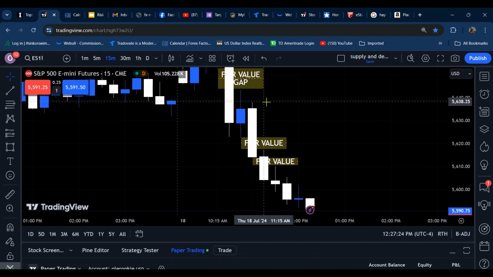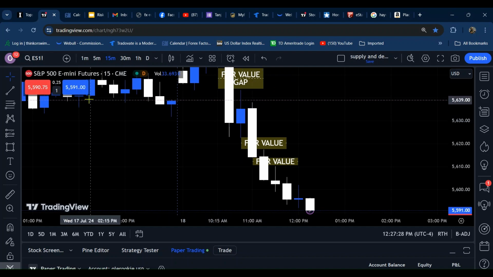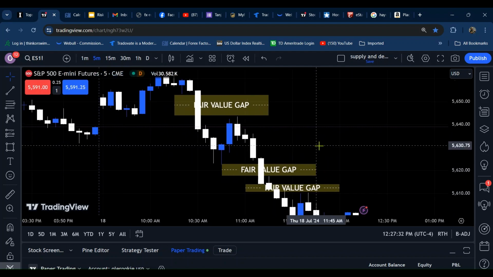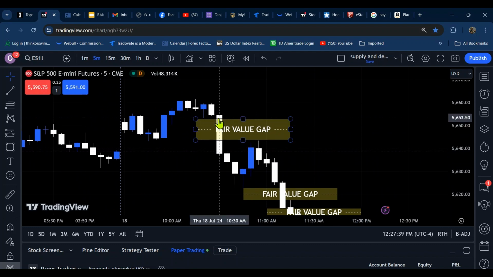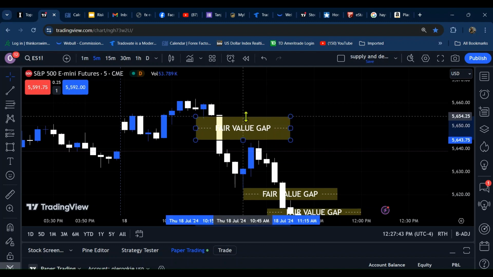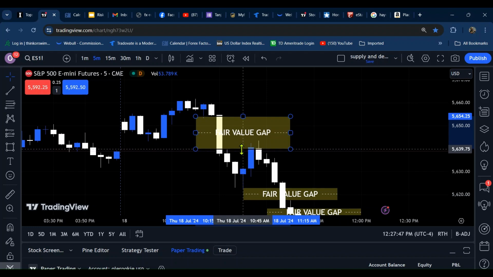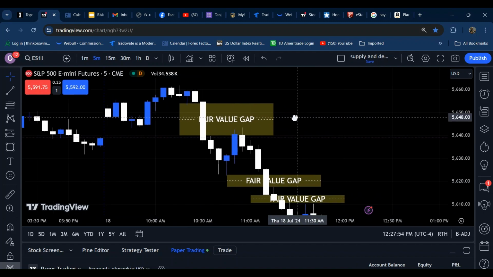Oftentimes, when you see a fair value gap form, you'll see candles go up into it, giving you an opportunity to enter. If we go to a smaller time frame and look at these fair value gaps this way, we might be able to see a little better situation. So this is on a 5-minute time frame. So we would have to adjust our gap to the bottom of that white candle down to the top of this white candle. Right in this area is where you would want to enter on a short, on a 5-minute.